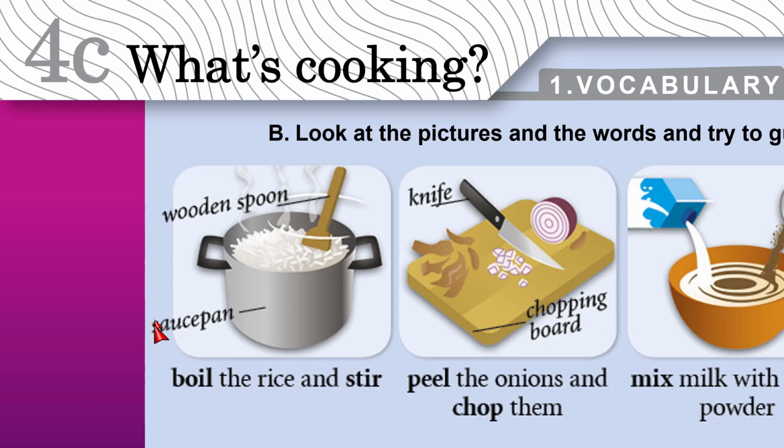And to do that, you need a saucepan. Say it. Saucepan. Saucepan. Peel the onions and chop them. When you peel, you remove the skin. This skin came out of the onion. You peel, you remove the skin. And chop them, you cut them into pieces. To do that, you need a knife and a chopping board. This is a wooden, it's made of wood, a wooden chopping board.